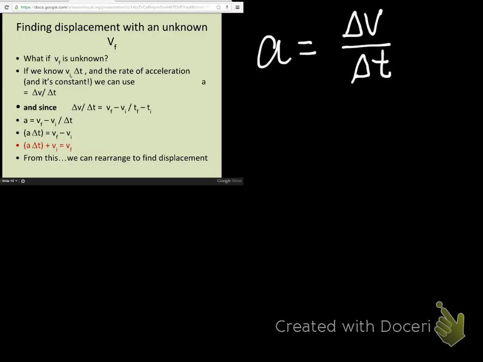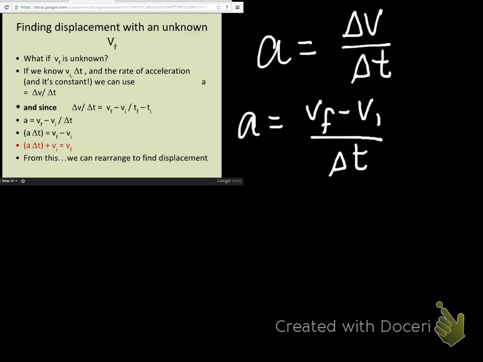Again, we're starting off with the simplest of equations that we use. Acceleration is equal to the change in velocity over the change in time. We can express that one other way, though. We can express that as acceleration is equal to the final velocity minus the initial velocity divided by delta t. Well, wait a minute. I thought we wanted to do this when we didn't know what final velocity was, or we wanted to find final velocity.